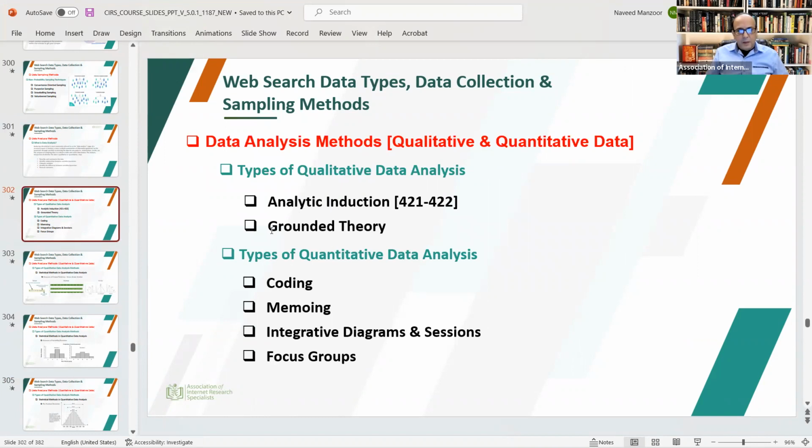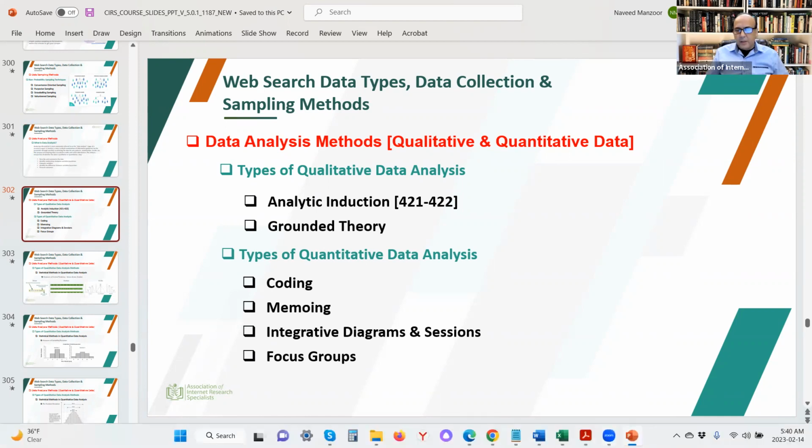There is analytic induction and grounded theory. And here we have discussed coding, memoing. Okay. So in the qualitative data analysis, two things: analytic induction and grounded theory.